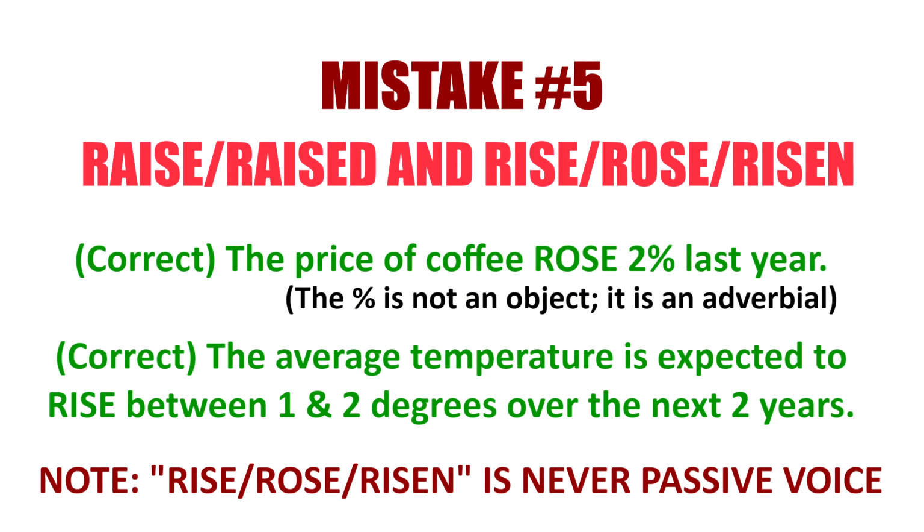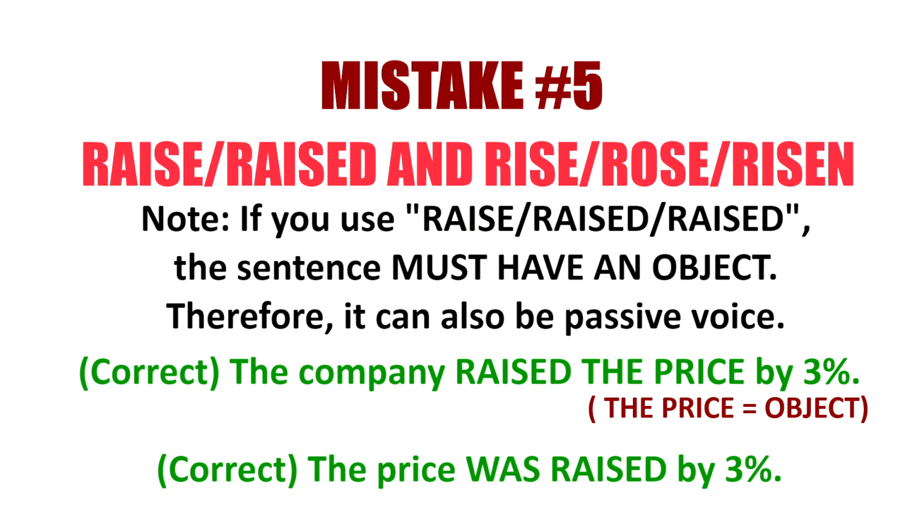Or the average temperature is expected to rise between 1 and 2 degrees over the next 2 years. Okay? Now, this is fine because we do not have an object. However, if you use raise, raised, raised, the sentence must have an object and it can be passive voice. Let's look at an example. The company raised the price by 3%. So the price is the object. We must have that. Passive, the price was raised by 3%.